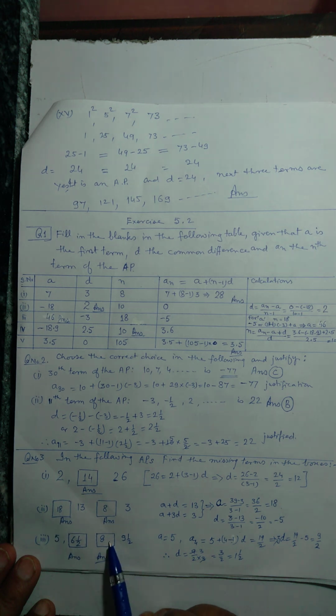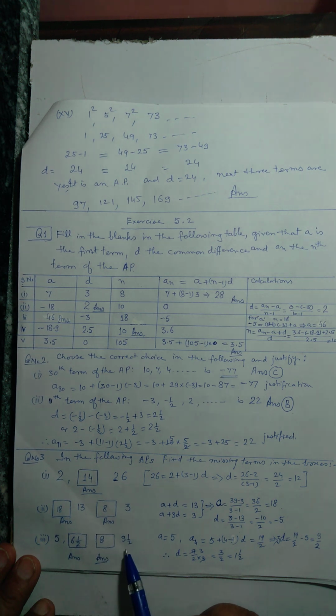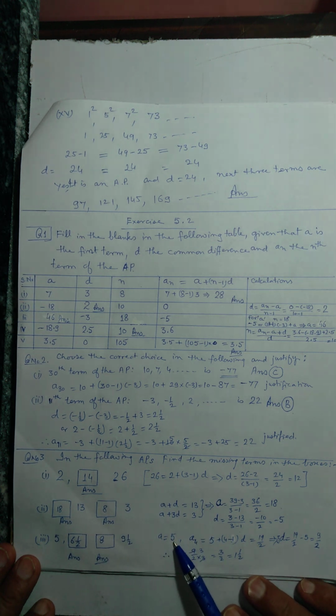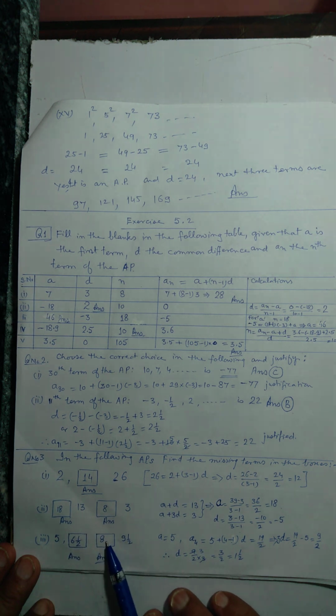You see these boxes are missing. We have to fill with the correct answer. So 5 and 9 by 2 is given. Here A is given, that is 5. A fourth means first, second, third, fourth.